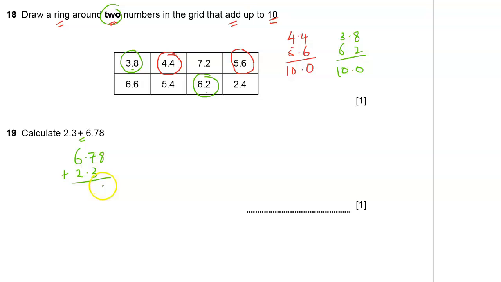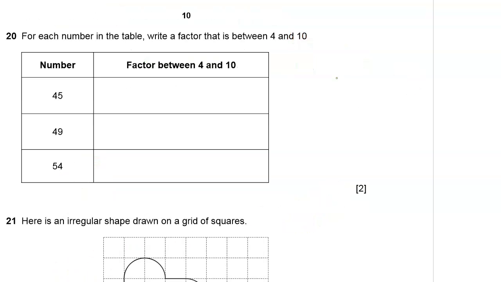So here I'll have 8. Then 3 plus 7, this gives us 10. So I carry 1, 0 there. So 6 plus 2 plus 1 will give us 9. So the answer is 9.08.